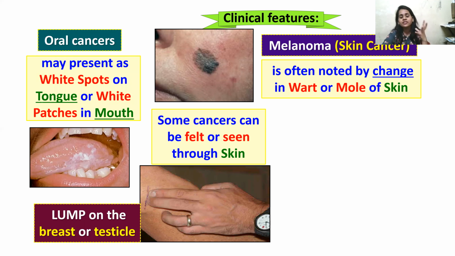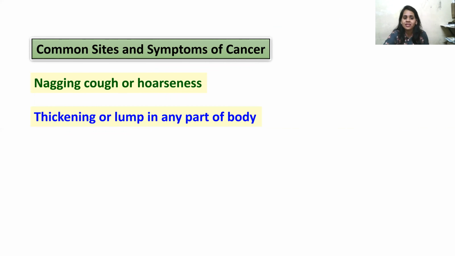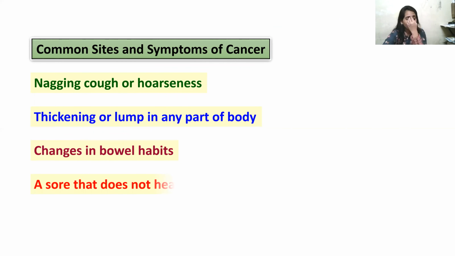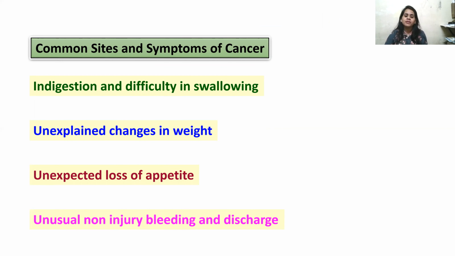So these are the few cancers which you can recognize by seeing, few symptoms by which you can recognize that the person is suffering from cancer. Apart from that, there are certain common symptoms of cancer like nagging cough or hoarseness, thickening or lump in any part of the body, changes in bowel habit, a sore that does not heal, changes in wart or mole, then indigestion and difficulty in swallowing, unexplained changes in weight, unexpected loss of appetite, and unusual non-injury bleeding and discharge. So if many of these symptoms are found in the body, then that could be the reason of cancer.